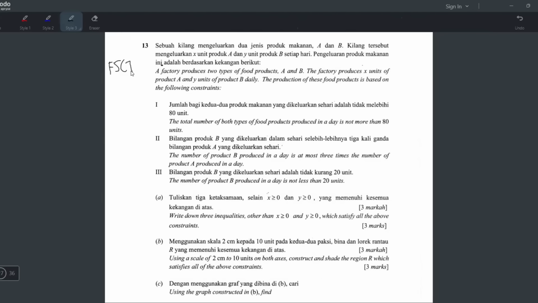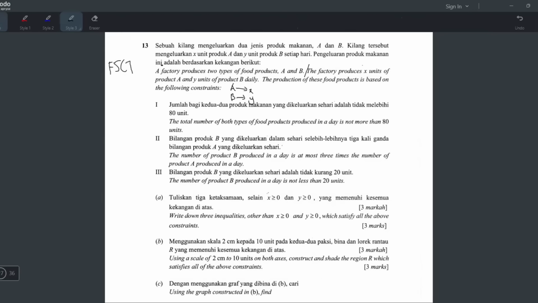Okay, let's go. A factory produces two types of food products, A and B. The factory produces x units of product A and y units of product B. So you know product A is x, product B is y. This is very important because if we don't know what the x and y represent, it's very hard for us to write the inequality, right? So the x and y are the products. And then the production of this food product is based on the following constraints. For part A, we are asked to write down 3 inequalities.